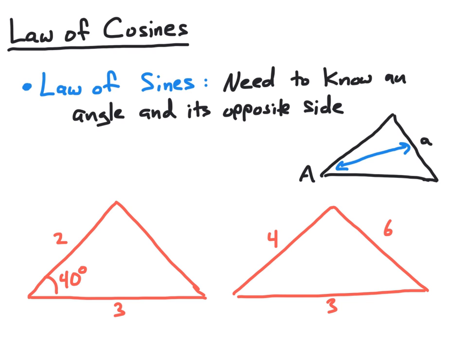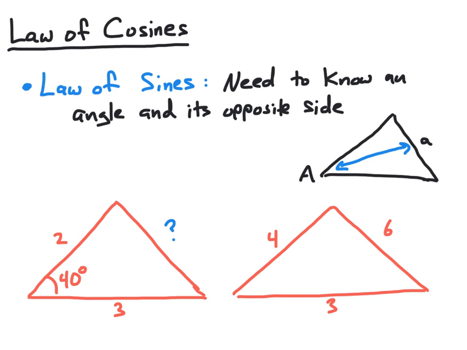However, here are two examples of triangles in which the law of sines will not help us in any way. The first example, we do have one angle that is known, in this case the 40-degree angle, but we do not know the side opposite that angle. This side over here is unknown. We do know, though, the other two sides of the triangle, the two that are adjacent to the 40-degree angle, but the law of sines would not help us in this situation.